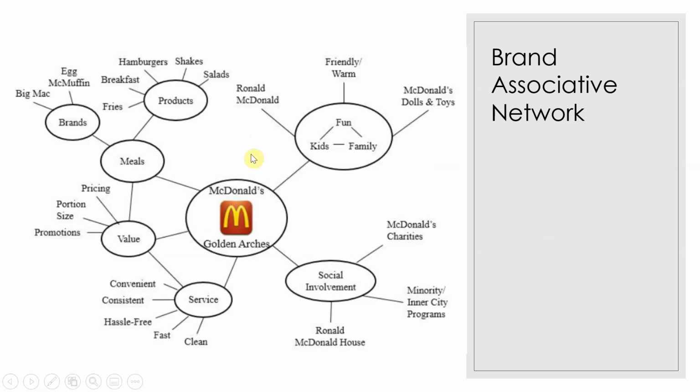So this is one example of a brand associative network, the brand image or brand concept of McDonald's, right? McDonald's has a lot of different associations. Sometimes we can group them into several different groups, right? So we will talk about brand concept maps a lot of different times in the future.